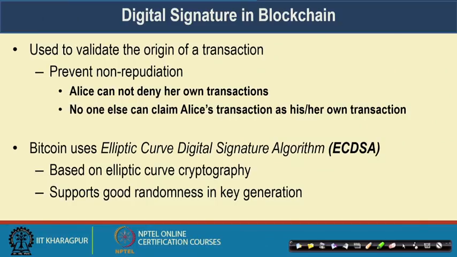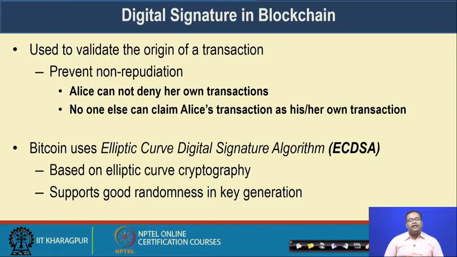Now, let us look into how we apply digital signatures in blockchain. A digital signature in a blockchain is used to validate the origin of a transaction, to prevent the non-repudiation kind of attack that I had mentioned earlier. Once Alice inserts a transaction inside the blockchain, if that transaction is signed with Alice's private key, then later on Alice will not be able to deny that the transaction has been initiated by her. The second thing is that no one else will be able to claim Alice's transaction as their own, because the transaction is associated with the digital signature provided by Alice.